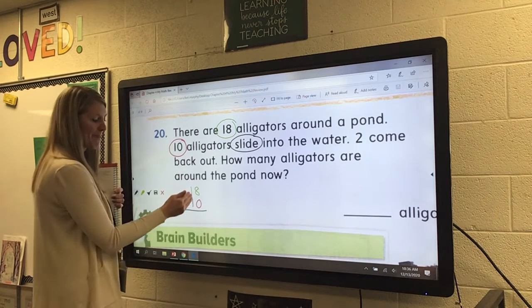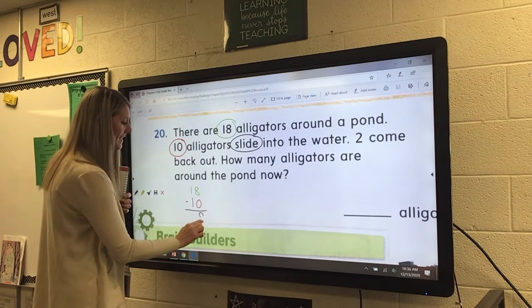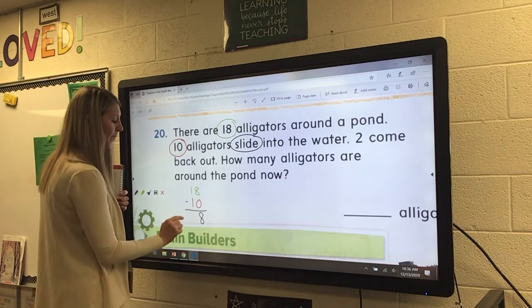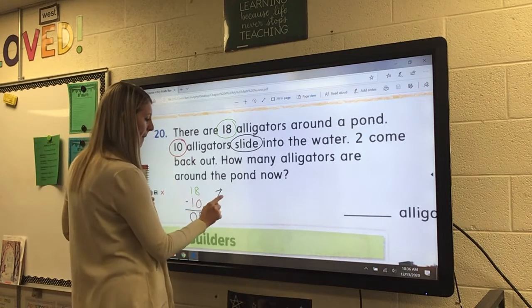Okay, this should be easy. 8 minus 0. Don't need to borrow because 0 is not bigger than 8. 8 take 0 away is 8. 1 take 1 away is 0. So there's only 8 left. I'm going to put 8 up here.